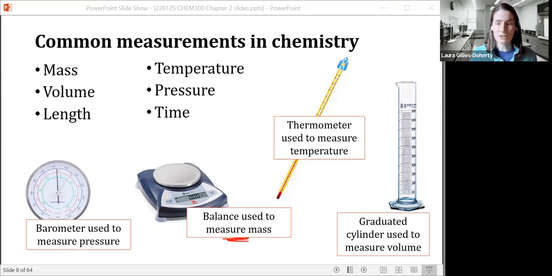We measure volumes all the time. We'll get practice with this in lab. We typically use graduated cylinders to measure volumes, or different types of flasks or volumetric pipettes. Length, we typically measure with a ruler or tape measure. Temperature, we measure with a thermometer. Pressure, we measure with a barometer. And time, we measure with a stopwatch. So these are all the different types of measurements you'll be taking in the lab when we get back into labs.